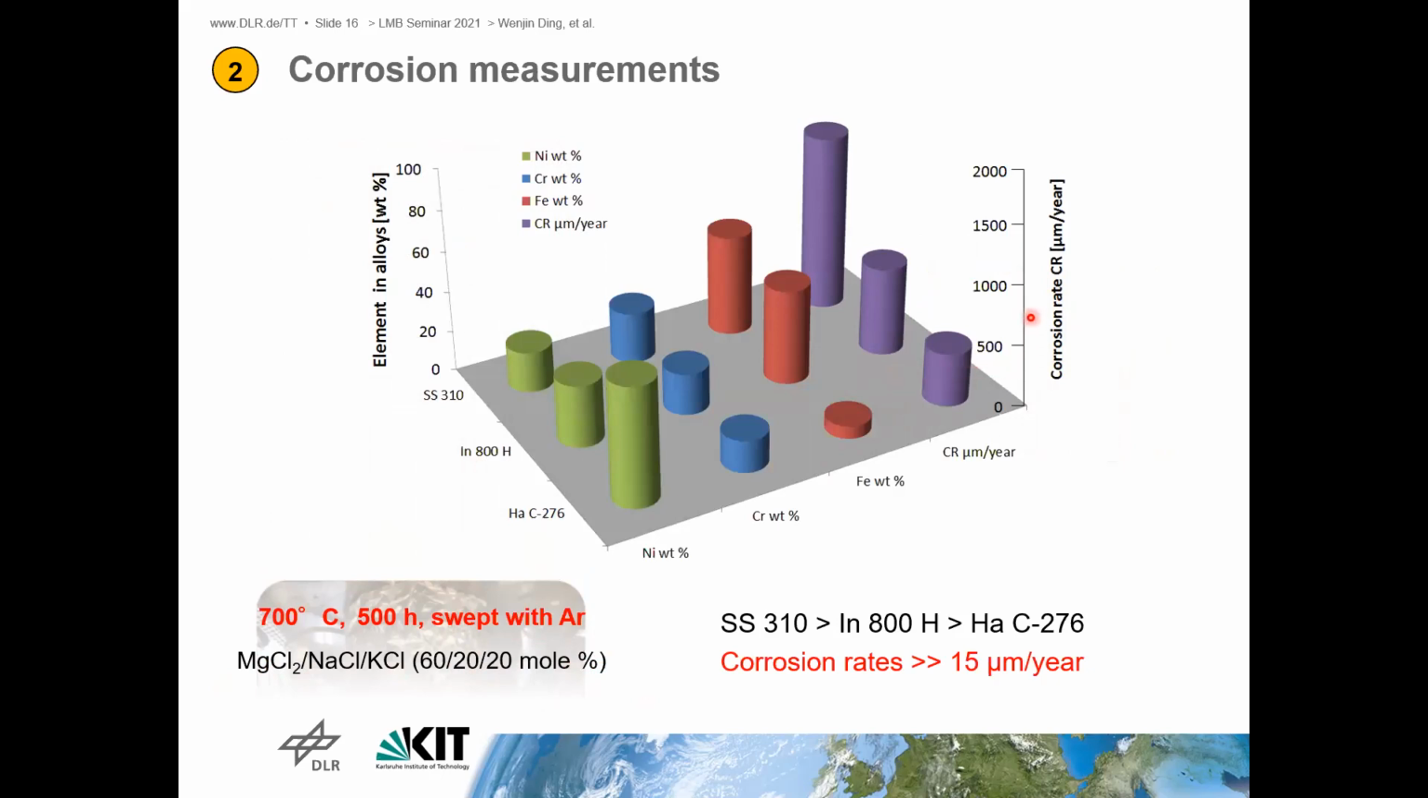The corrosion measurement found that the expensive nickel-based alloy has the best corrosion resistance, but even so, its corrosion rate is higher than 500 micrometers per year, but usually the corrosion rate should be below 50 micrometers per year.